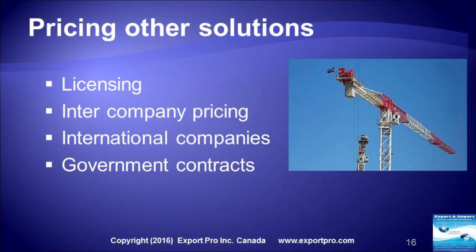There are many different solutions for distribution and ways to calculate pricing. Here are some examples. In licensing, you share the profit with your licensee. The higher the profit margins, the higher the percentage of royalty you will get. Intercompany pricing, that means between companies you own in different countries.